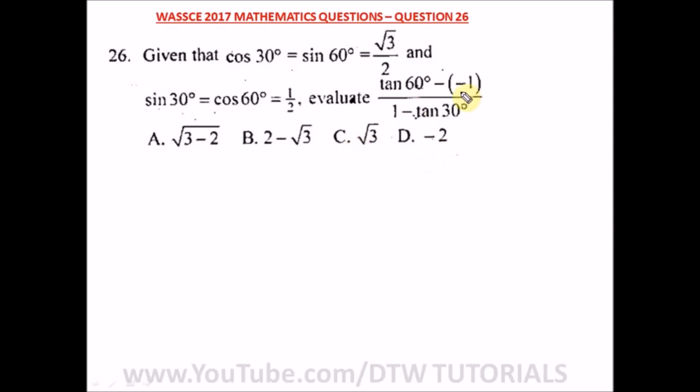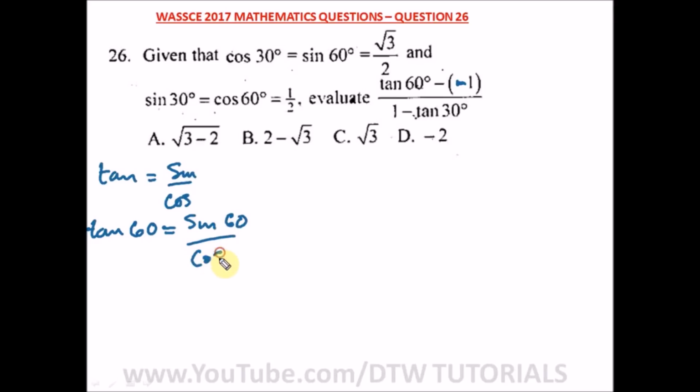But I noticed that when I erase this particular negative sign and solve, the answer is in the options. So I'm just going to solve it without this negative sign, just for you to understand how you go about it if you see a question like this. From here we have cos 30 and sine 60 equal to root 3 over 2. And remember, tan is sine over cos, right? So to get tan 60, we have to do sine 60 over cos 60.